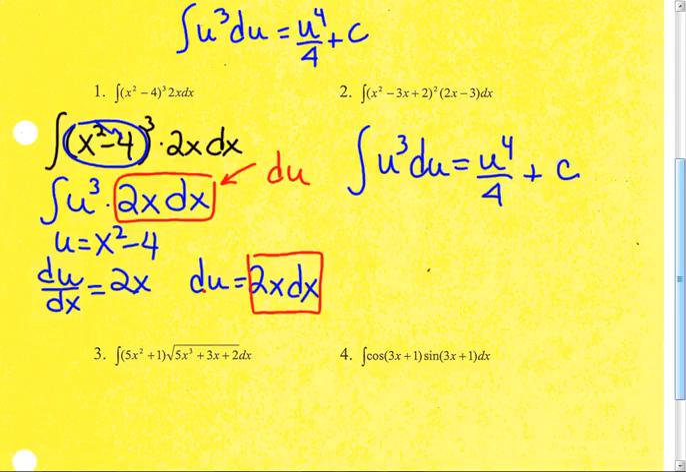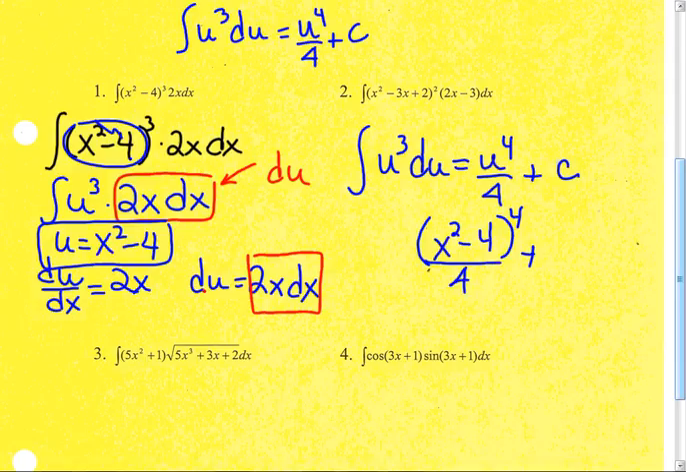I'm not done. I need to get back to the original problem. And I've got to go back and look what u was. U was x squared minus 4, and I will substitute that back in. So it's x squared minus 4 to the fourth over 4 plus c.